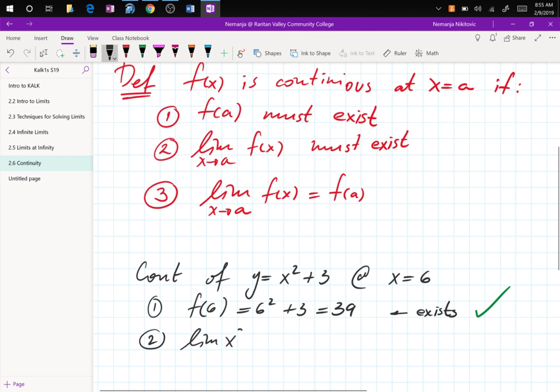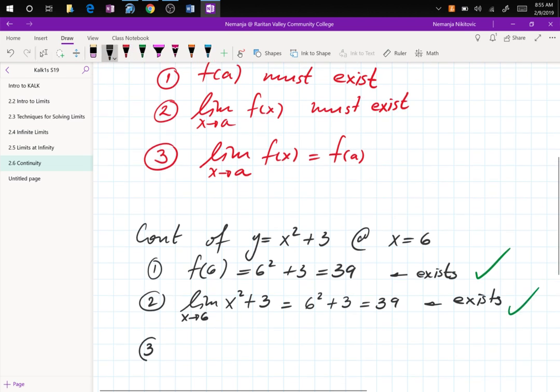Number 2, the limit of x squared plus 3 as x goes to 6. And that one is equal to, well, this is one of the cheap ones, the easy ones. So we can just plug in. No need for algebra or any other witchcraft. So this works out to be 39, and we say it exists. And we do a check mark. Boom. And then, number 3, we see that 39 is equal to 39. Same. So, boom.